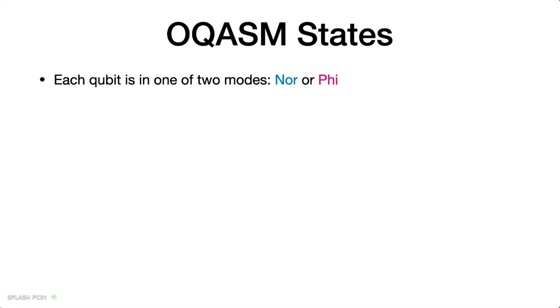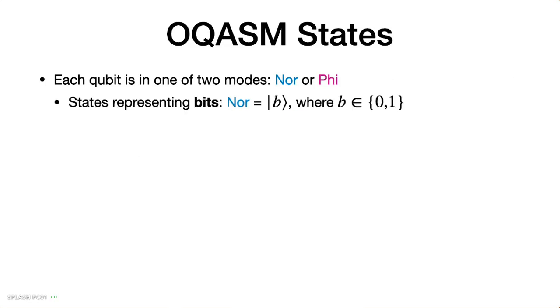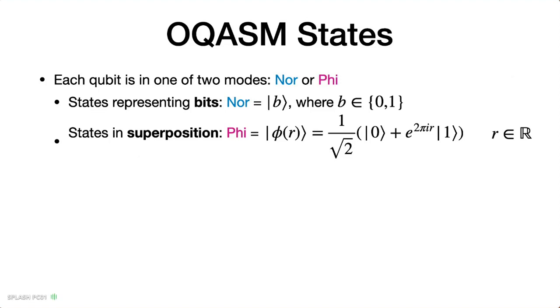Okay, so in OQASM, in contrast to normal quantum computing, where you remember we have that single qubit that could have those two complex numbers in it, and that if you have n qubits, you have 2 to the n complex numbers, states are represented more simply in OQASM. They can be in one of 2 modes, either the normal mode or the phi mode. In the normal mode, they represent just plain old bits. They're either going to be 0 or 1. In the phi mode, they're in superposition.